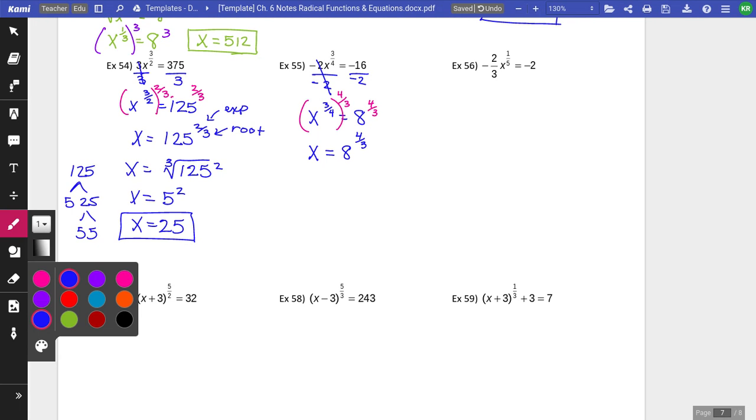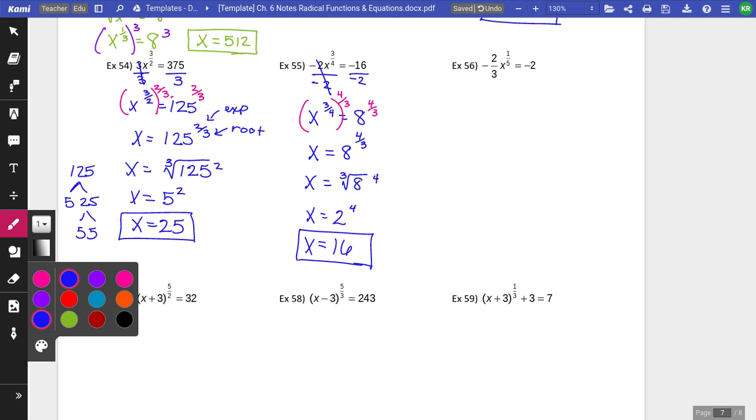All right, well, again, how do I rewrite that with a radical? It's going to be the cube root of 8 to the 4th power. Well, cube root of 8 is 2. And then 2 to the 4th power would be 16.